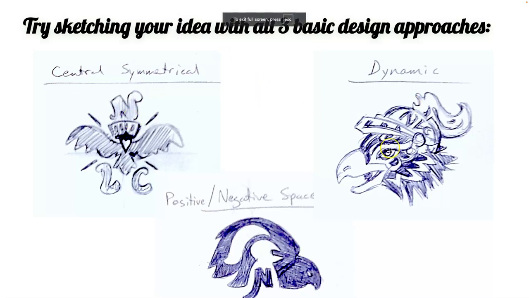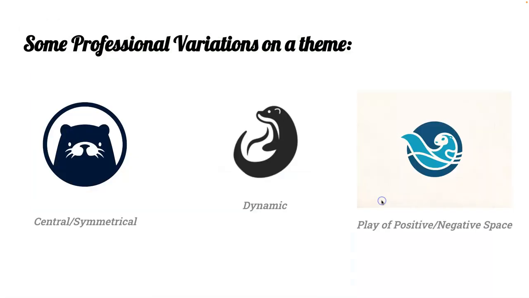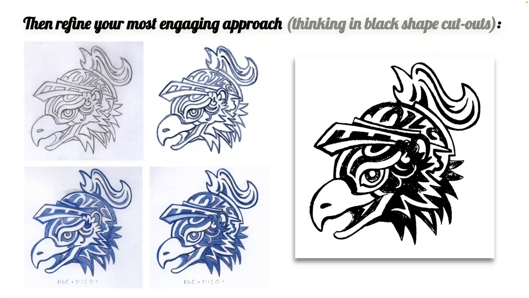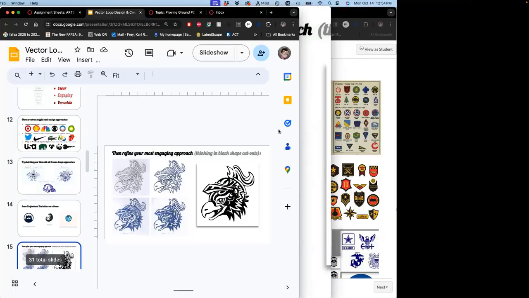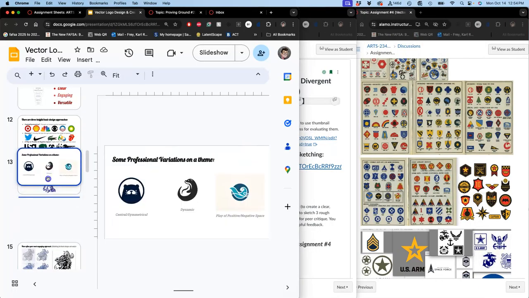So here are some examples. Central symmetrical, dynamic, play of positive, negative space. I chose to go with the dynamic one. Here are professional examples, symmetrical, dynamic, play of positive and negative space. A good way to think of positive, negative space is take a dominant shape. So in this case, they took the circle. And then take your secondary shape and cut that out of your dominant shape. And so I have examples of that up on the whiteboard as well. Just really simple. So maybe I'll switch the order of those slides. Let's see. There we go.